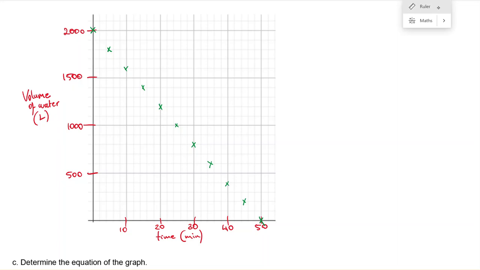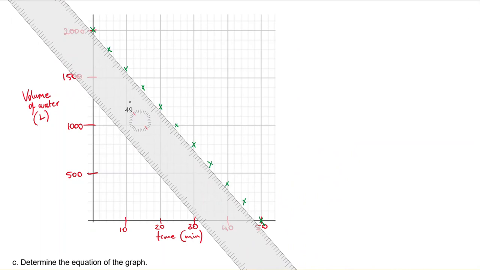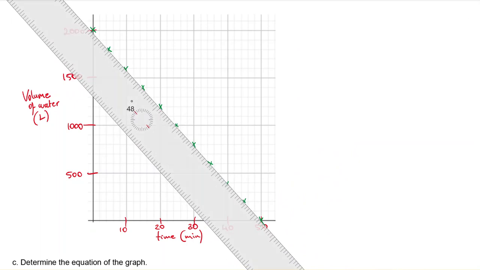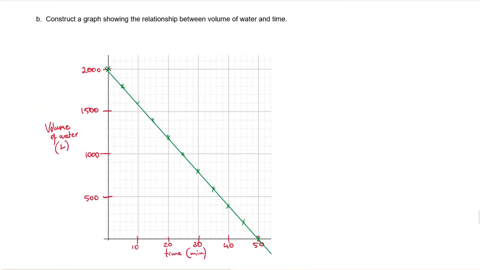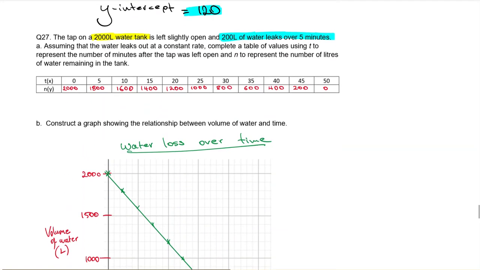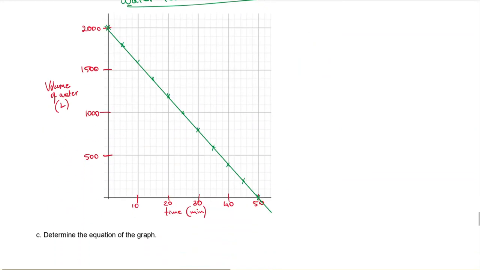So we can see that this is a negative gradient. Why? Because we are losing water over time. So this graph should look this way, and that's what I got. Sometimes it's good to even have a little title here: water loss over time, or whatever you want to give as a heading. You can read the question and get yourself a better title.